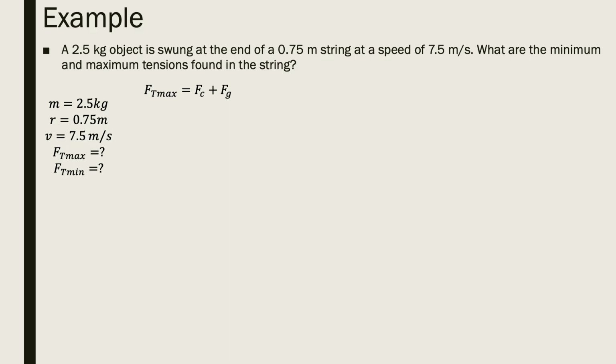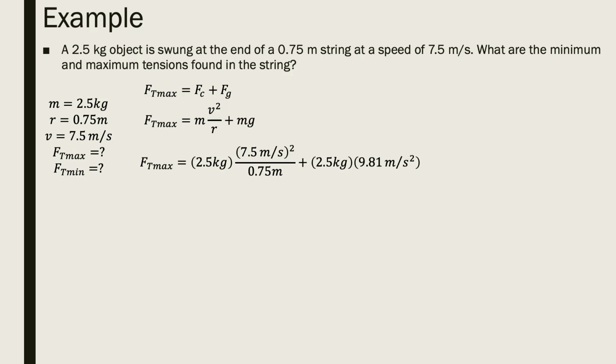Now I've decided to solve for the maximum tension, which would be at the bottom of our loop. Now at the bottom of our loop, our tension has to be enough to overcome the force of gravity and supply the force centripetal. So therefore, our tension max would be our force centripetal plus our force of gravity. Now we can substitute in equations for each of those. So our maximum tension is equal to mass times our speed squared divided by our radius plus our mass times gravity. Substitute our values in, and we find that we have a maximum tension force of 210 newtons.